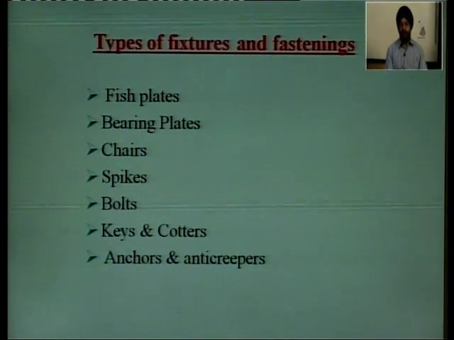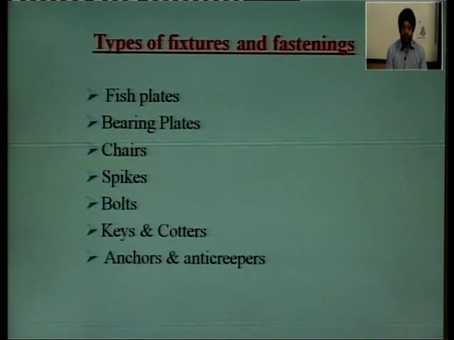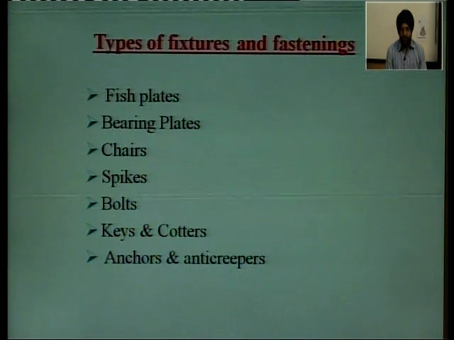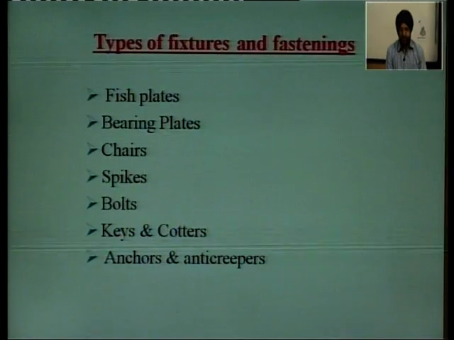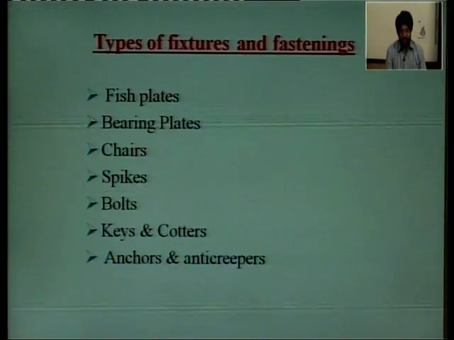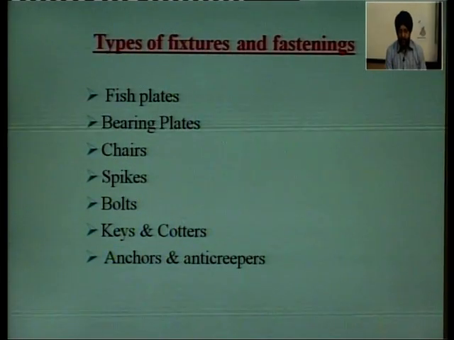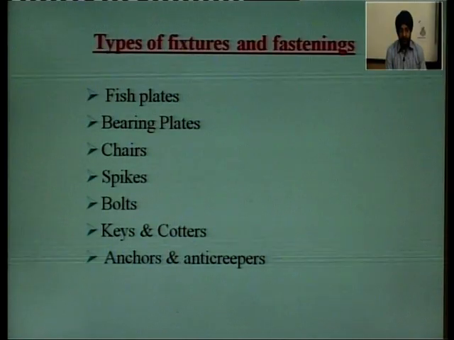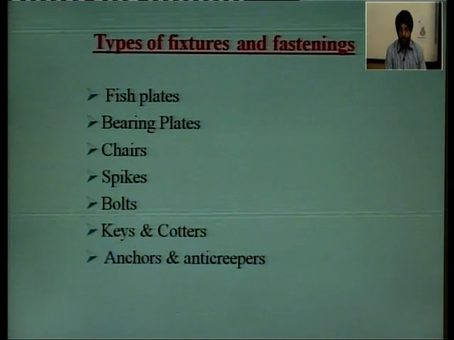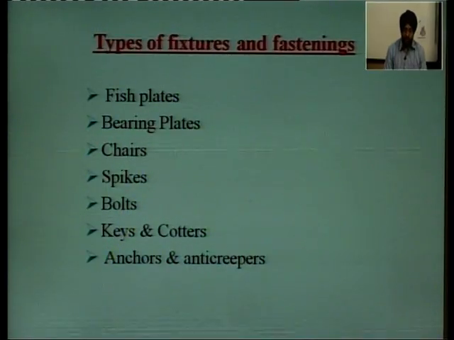Now, regarding the different types of fixtures and fastenings, we have a lot of options, but all the options are not meant for a single purpose. Different types of fixtures and fastenings are used at different places. So, when we discuss each and every fixture and fastening, you will get a clear idea of where fish plates are suitable and where we are using the chairs or the spikes or the keys. So, let us see one by one.